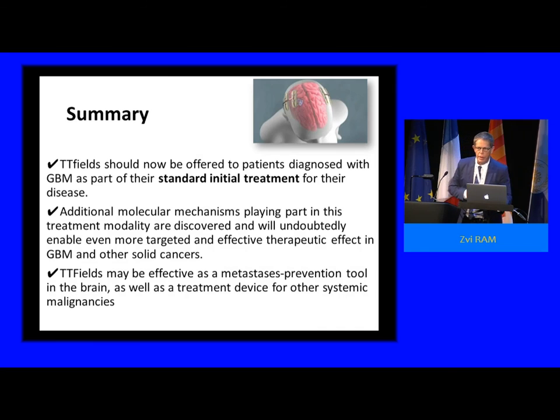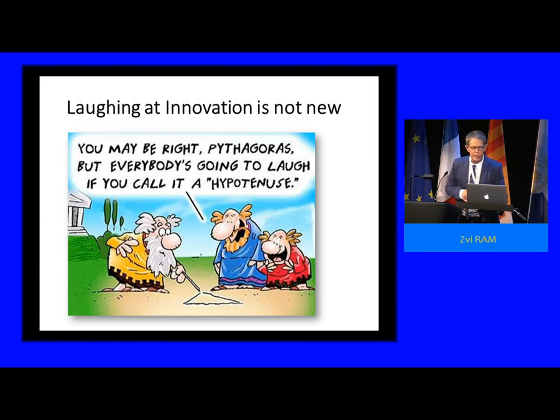So to summarize what's now known with TT fields: for GBM patients, there's just no question that this should be offered to patients as part of the standard initial treatment for their disease. We know that there are many additional mechanisms, including molecular mechanisms, that play a part besides the pure physical characteristics of TT fields, and they may be effective as a metastasis prevention tool in the brain, as well as a treatment device for other systemic malignancies, such as pancreatic cancer, mesothelioma, ovarian cancer. All of those are being investigated now with TT fields treatment.